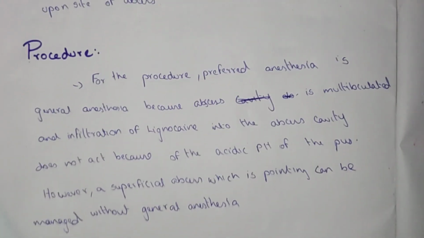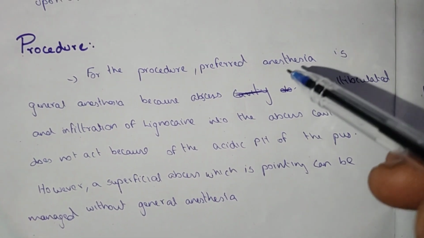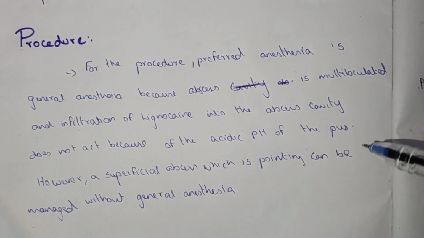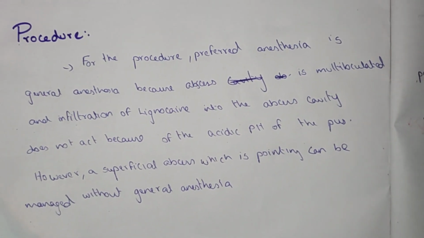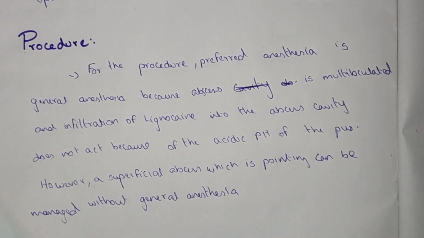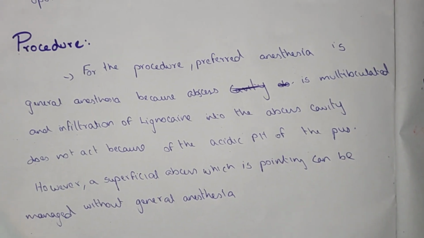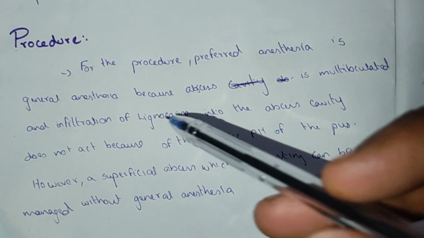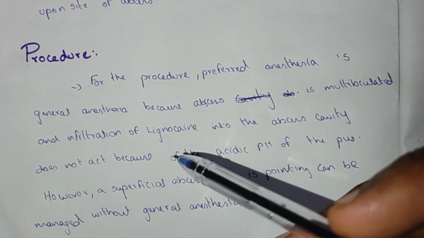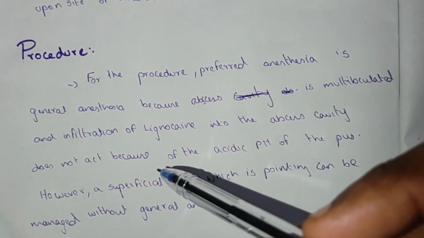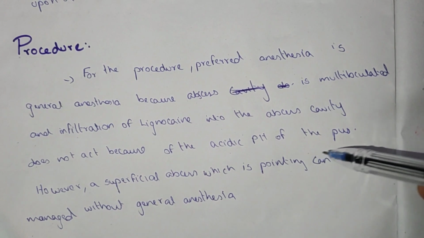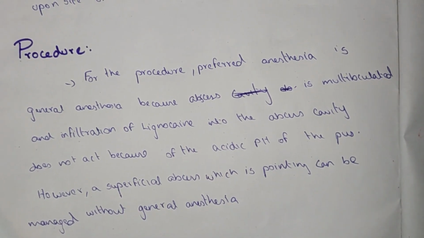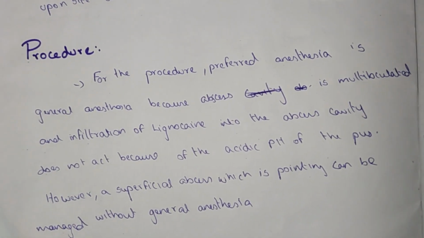For this procedure, we generally prefer general anesthesia, because the abscess is multiloculated and the pus is acidic in content, so local anesthesia does not work there. The infiltration of lignocaine into the abscess cavity does not act because of the acidic pH of the pus, which makes the lignocaine not work.